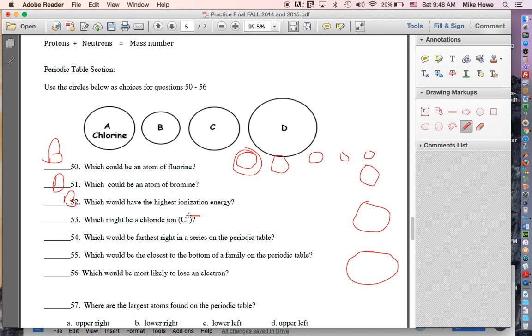Okay, notice that there's a negative sign right there. So if chlorine has a negative ion, the symbol looks like this, I kind of covered it up. If it has a negative charge, that means it's gained an electron. So if you gain an electron, do you get bigger or smaller? So that'd be circle D. The furthest right in the series on the periodic table, remember they get smaller as you go to the right, so that would be B.